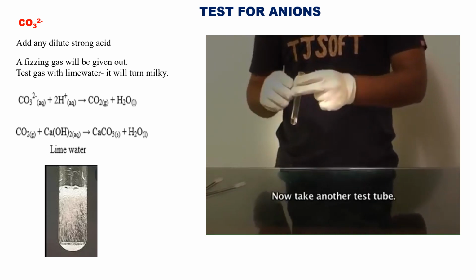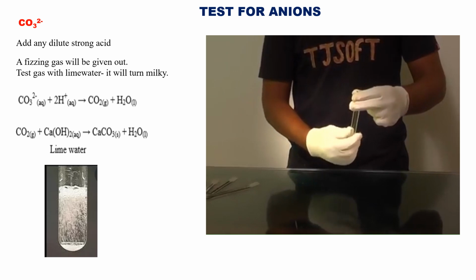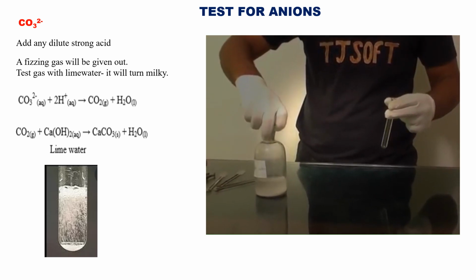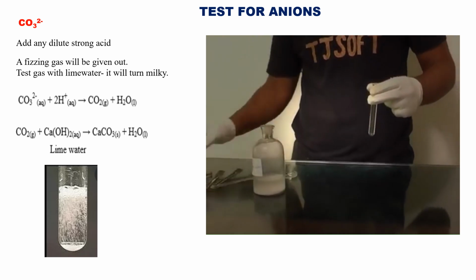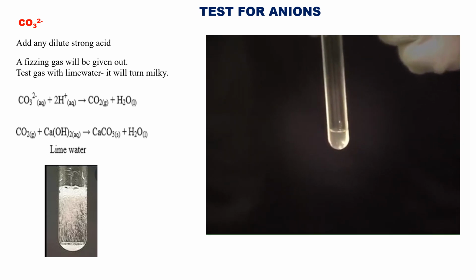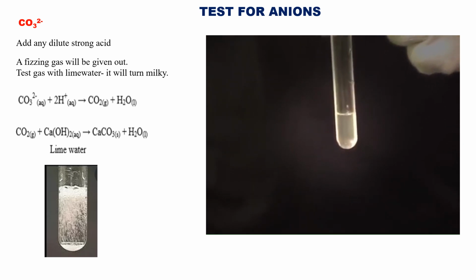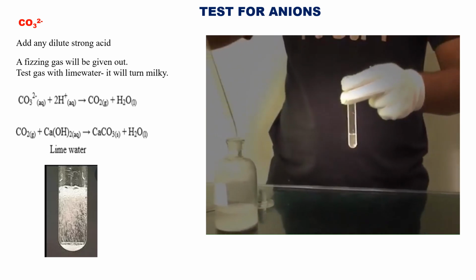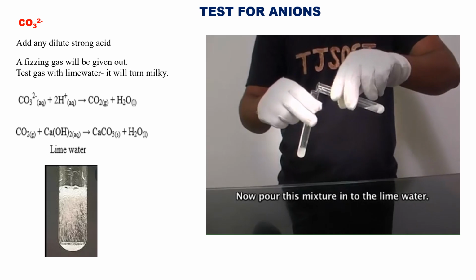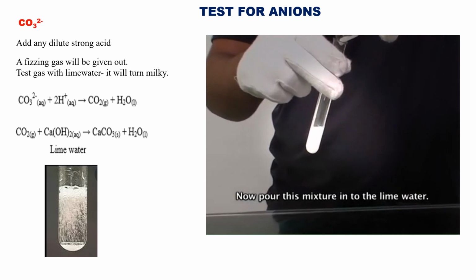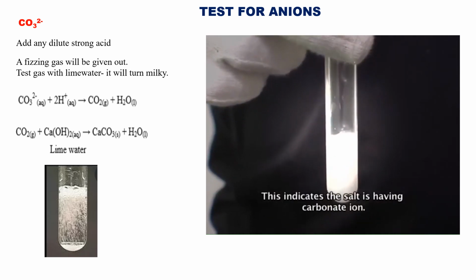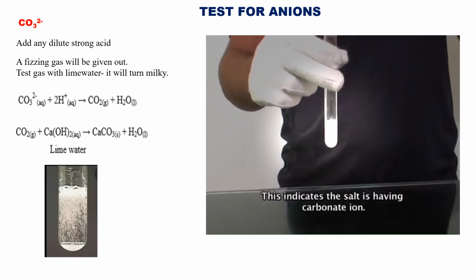Now take another test tube. Add 1 ml of lime water. Now pour this mixture into the lime water. Observe here, lime water turns milky. This indicates that the salt has carbonate ion.